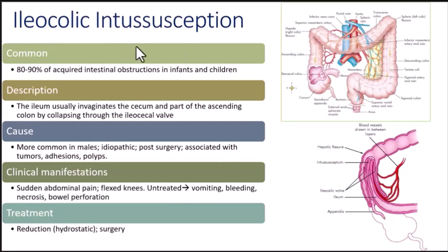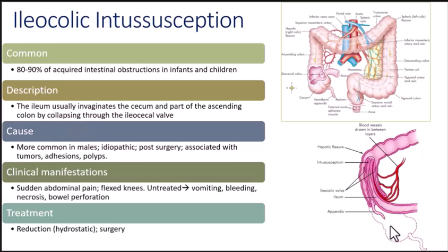We spoke about intussusception briefly when I defined it on an earlier slide. We're going to talk about a specific type called ileocolic intussusception. This is the most common cause of acquired intestinal obstructions in infants and children, so 80 to 90%. The ileum usually invaginates the cecum in this condition and also invaginates part of the ascending colon by collapsing through the ileocecal valve.